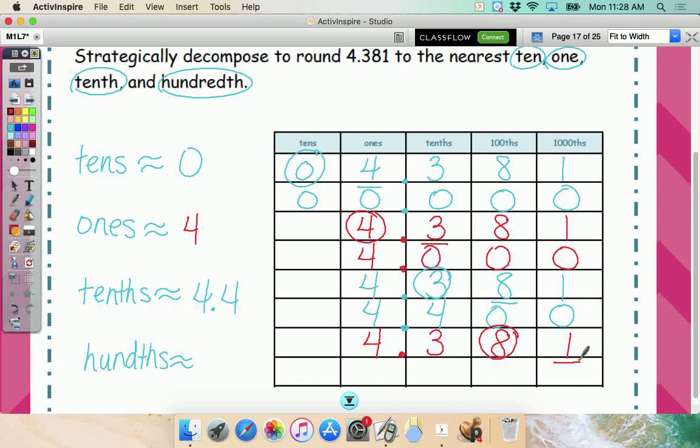So which side is the 1 on? So this means keep it the same. So the 8 stays the same. Now flex your muscles like a hero. Digits to the right change to 0. All the other digits stay the same. You're a winner in the rounding game.